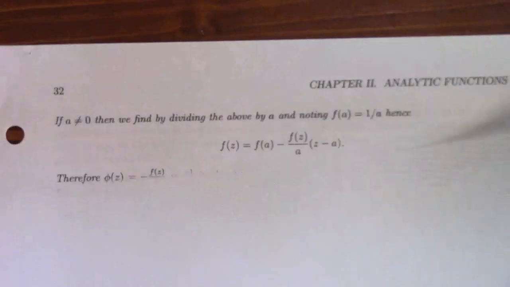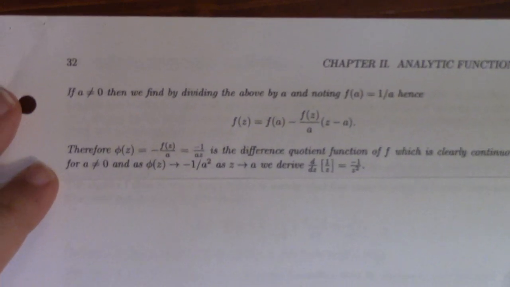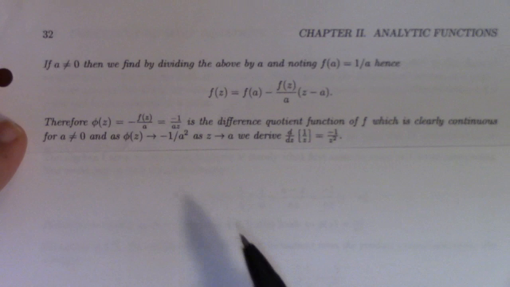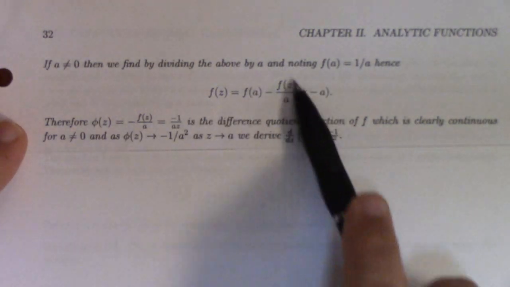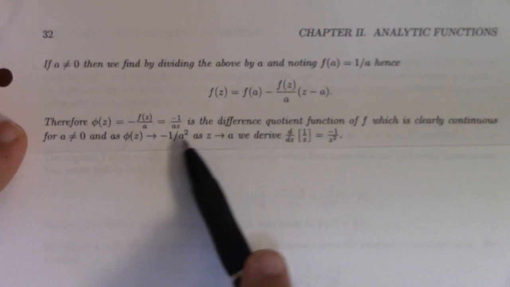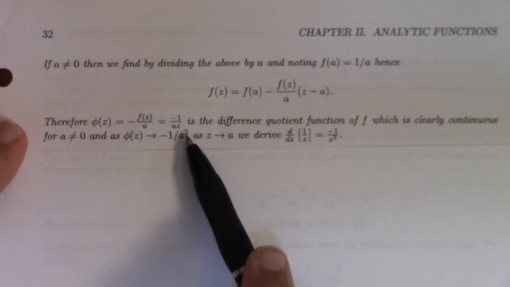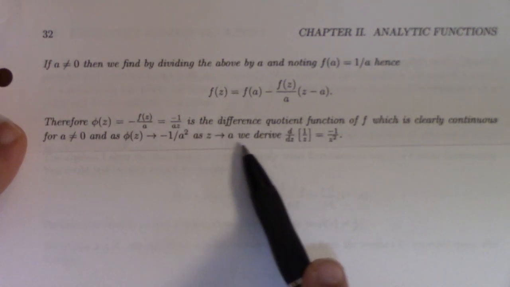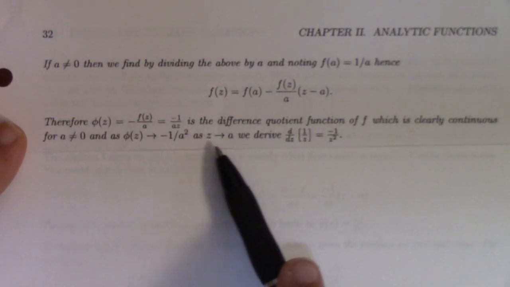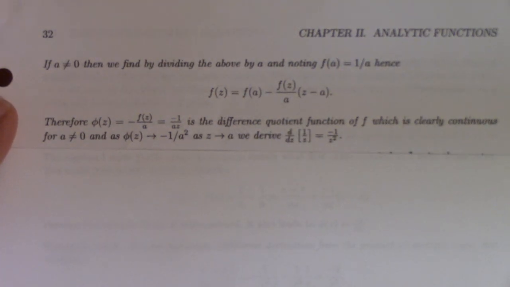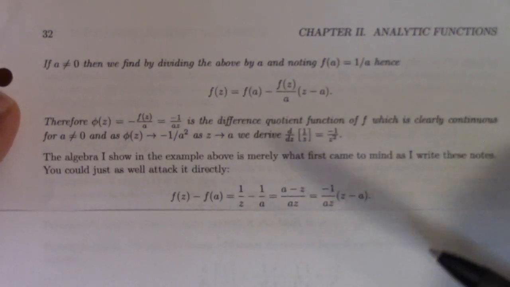Sorry, I'm trying to keep it in frame here. The difference quotient should be this piece, f of z over a, which is minus 1 over az. And that is continuous for a not equal to 0, and its limit is minus 1 over a squared. Therefore, you get d dz of 1 over z is minus 1 over z squared. Again, the same as calculus 1, but with complex.